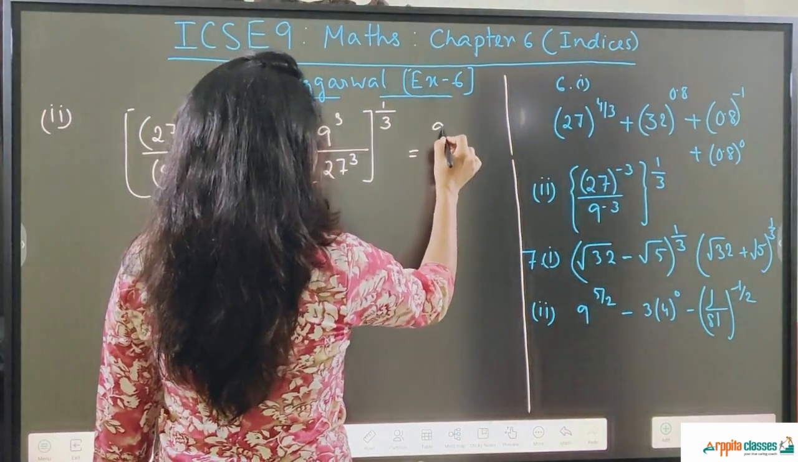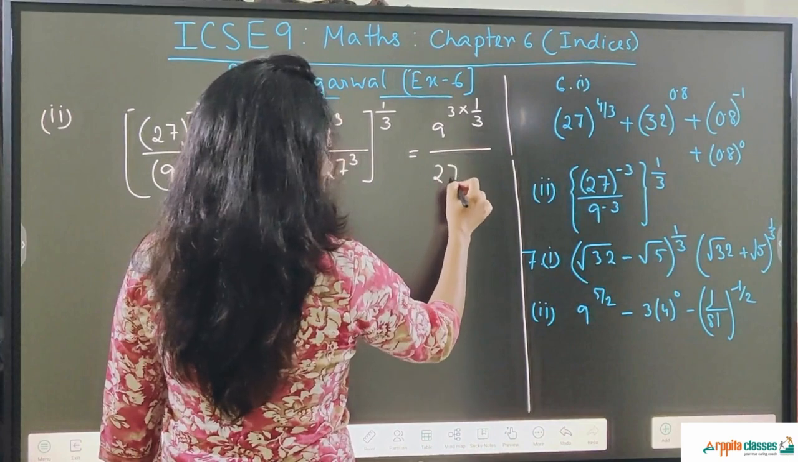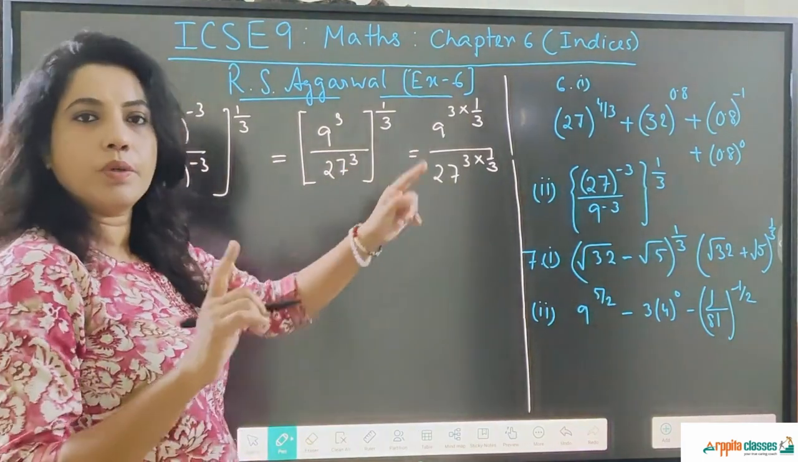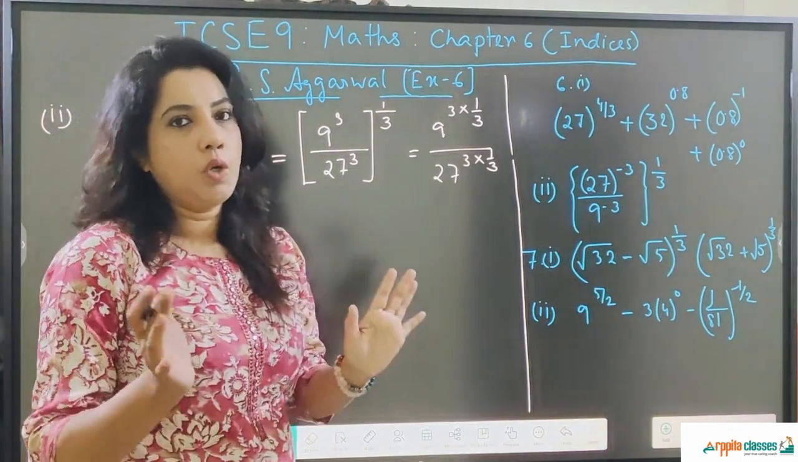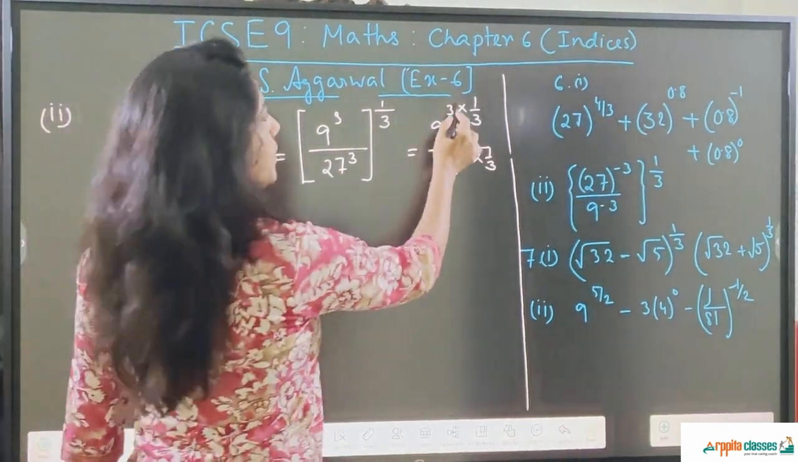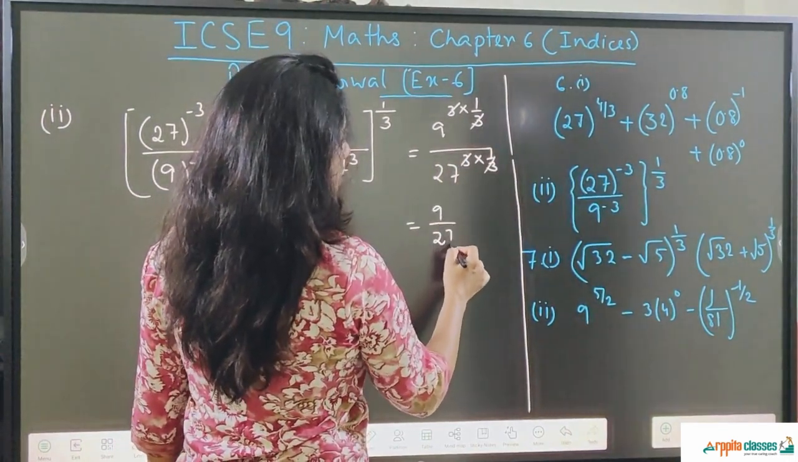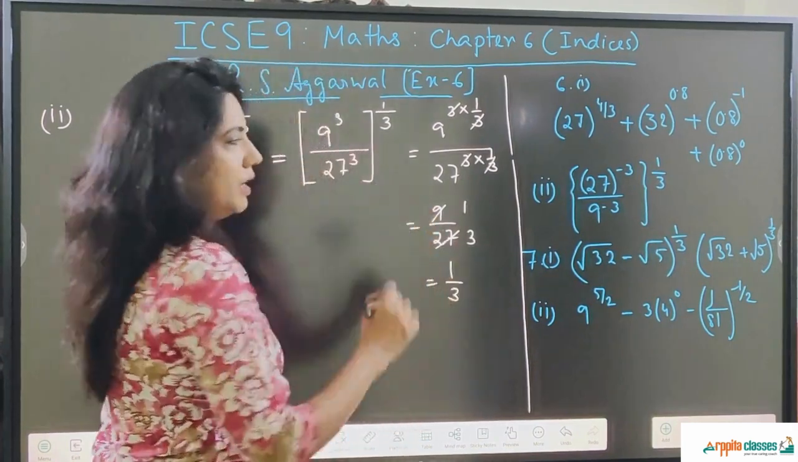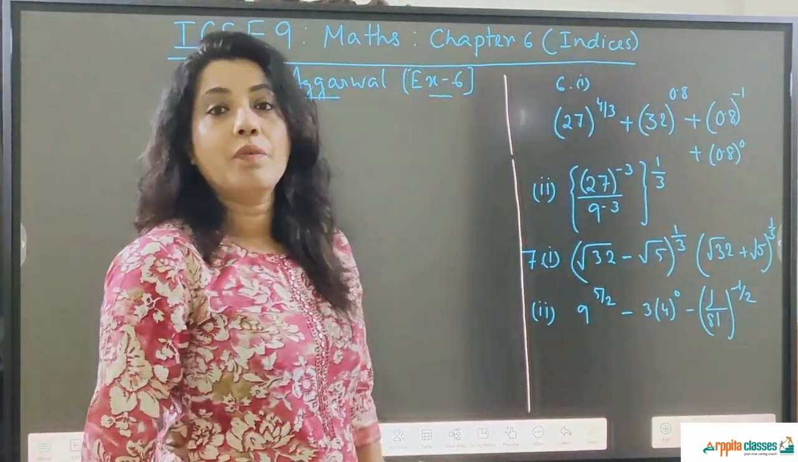Now this is coming 9 to the power 3 into 1 by 3 divided by 27 to the power 3 into 1 by 3. I could have taken 9 is equal to 3 square as well, but since I can see here 3 gets cancelled, so I didn't do anything. First I did that. Okay, so 3 and 3 will get cancelled. So we are getting 9 upon 27. Reduce it into the lowest terms and the answer will come 1 by 3. So that's the answer for the second one. 6th, the second one was really easy.